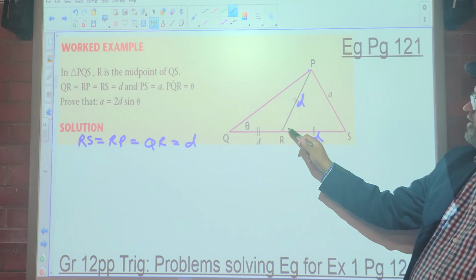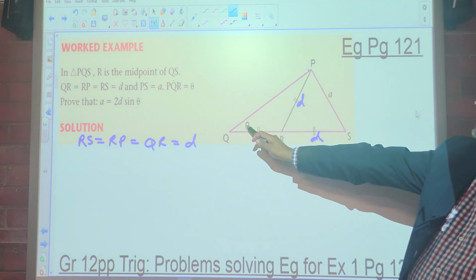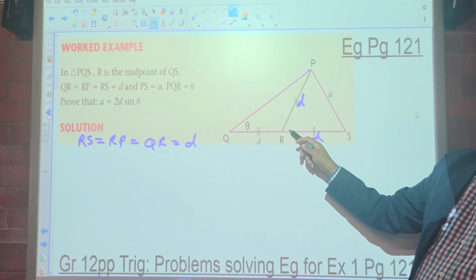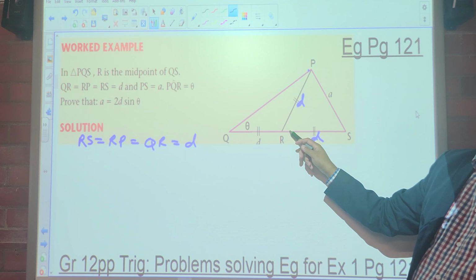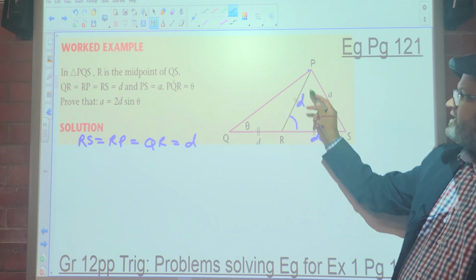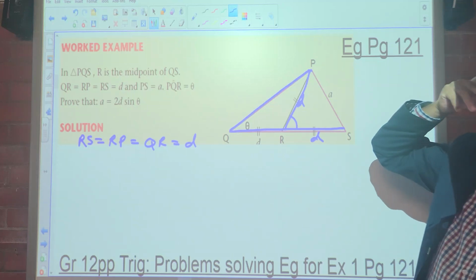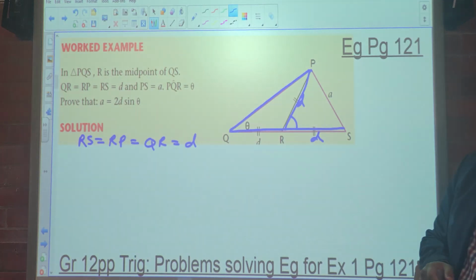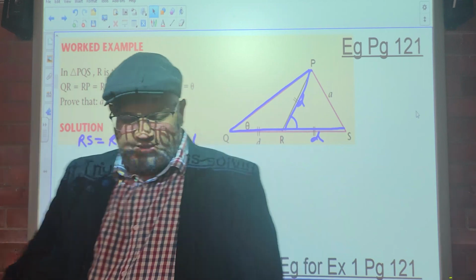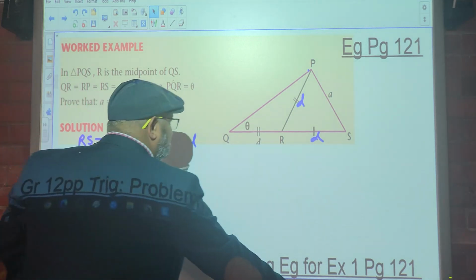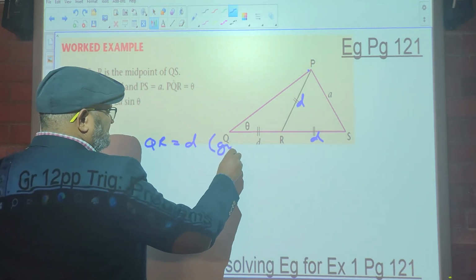We know that PRS is equal to angle Q plus angle QPR, not so? Why is this angle equal to the sum of those two angles? Exterior angle of a triangle equals the sum of the two interior opposite angles. So, with that said, we need to calculate this angle here. But we know that Q is right here, given.